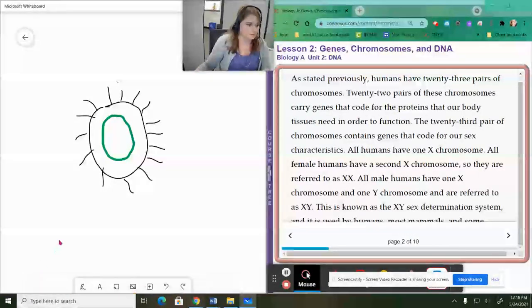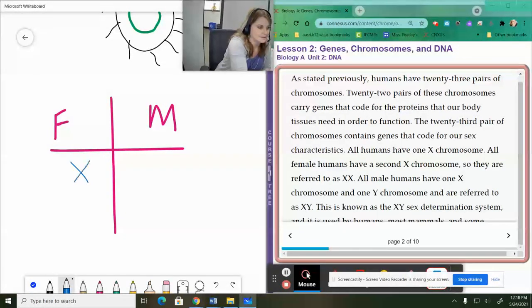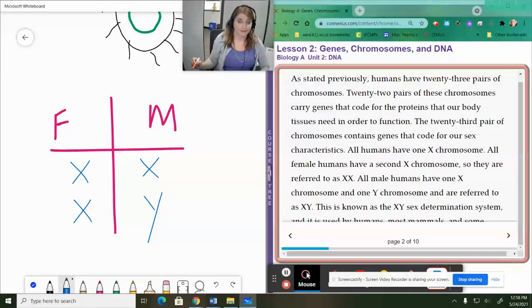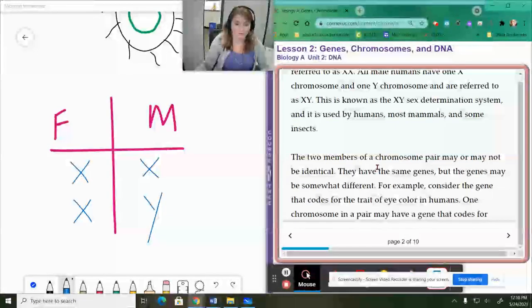So let's move on here a little bit. Both females and males have a single X chromosome. Females have two X's and males do not have a second X, they have a Y. So the genetic determination for sex is in the chromosomes, XX for female, XY for males. So this is just our genetic sex determination. This sex determination system is used by humans and most mammals and even some insects. It's not true across the board for all animals, or all organisms, I should say.